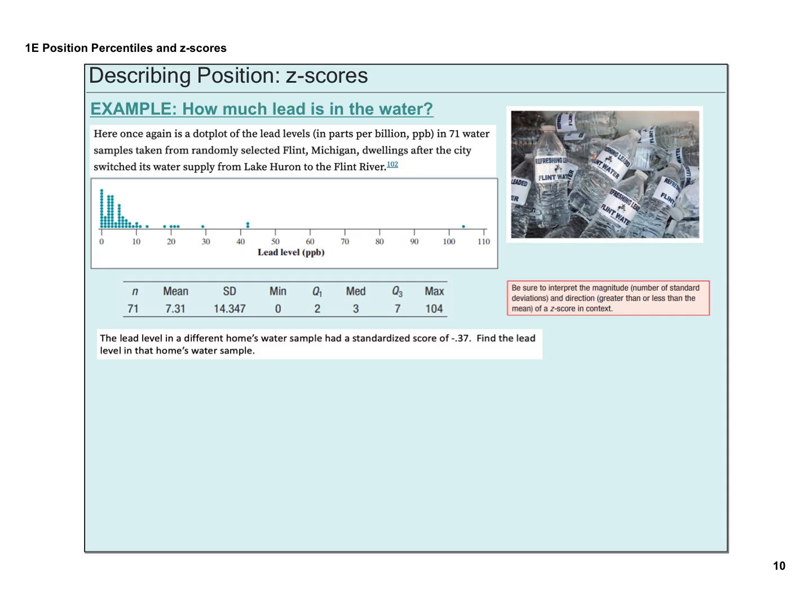So let's look at the next part of this example. It says the lead level in a different home's water has a standard deviation of negative 0.37. Find the lead level in that home's water. So now I want to go backwards. So I'm looking at this for a z-score. That's what that is. And remember that z is equal to data minus mean over standard deviation. So if I want to plug that in, that means that my z is going to come over here. So I have negative 0.37 is equal to, I don't know, the lead level in the home's water sample.